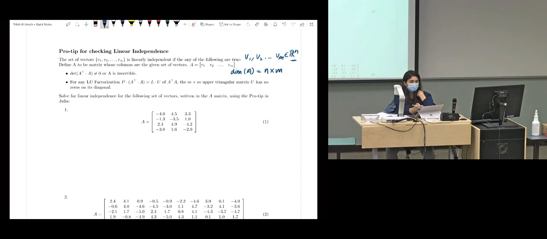And then if you're using your LU factorization, you can say that the columns of A are independent if, for any given LU factorization, the permutation matrix P times A transpose A, which will be an M cross M square matrix, is equal to LU of A transpose A. Once I have this formulation, I can look at the upper triangular matrix U, and if that matrix has no zeros on its diagonal, I can say that the columns of A are linearly independent.